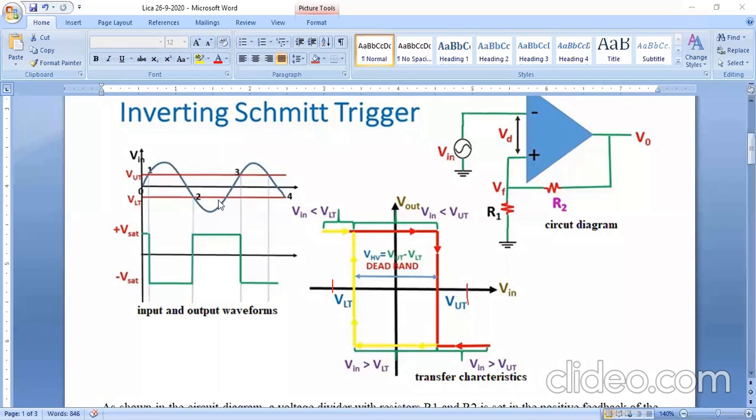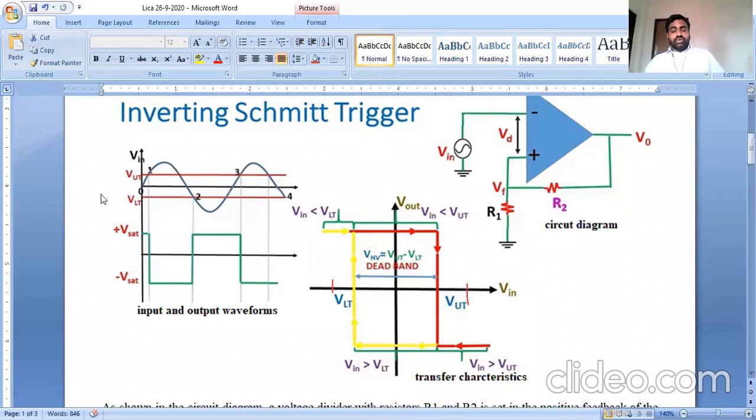At this condition, the input voltage is less than the lower threshold value, and here we have a positive peak. Next, if we go on increasing, again the input voltage is greater than the lower threshold value and less than the upper threshold value. At that condition, we have a negative saturation. That means the time instants of the input and output waveforms can be clearly analyzed with respect to this particular transfer characteristic.